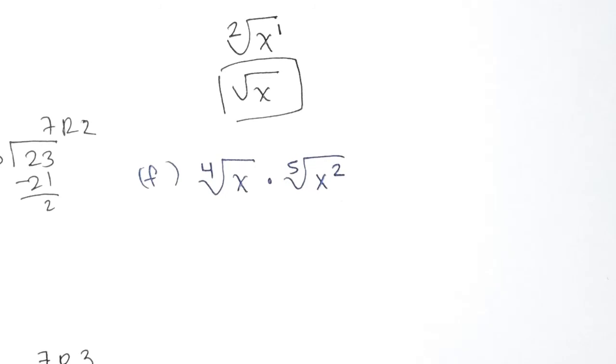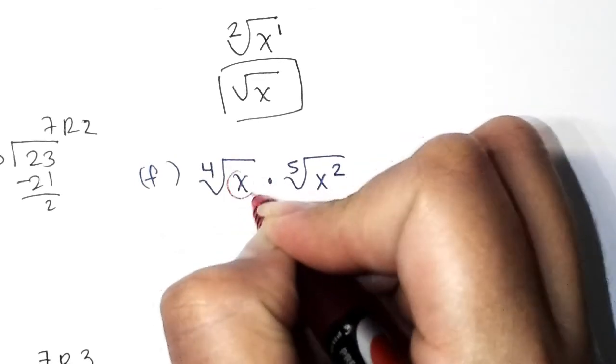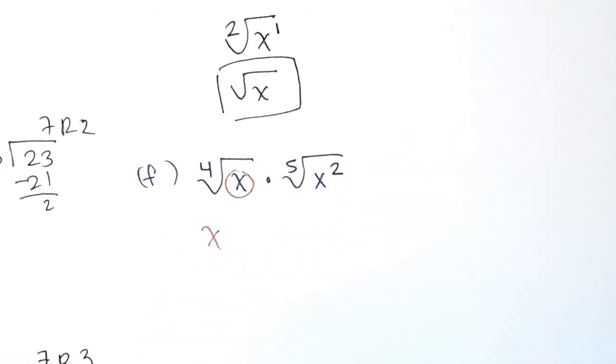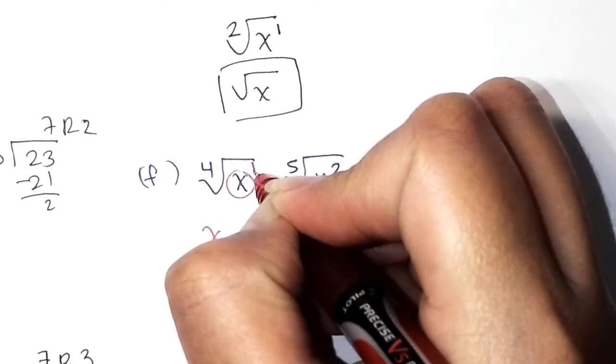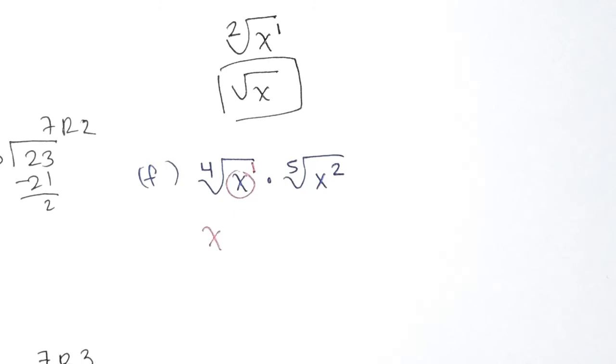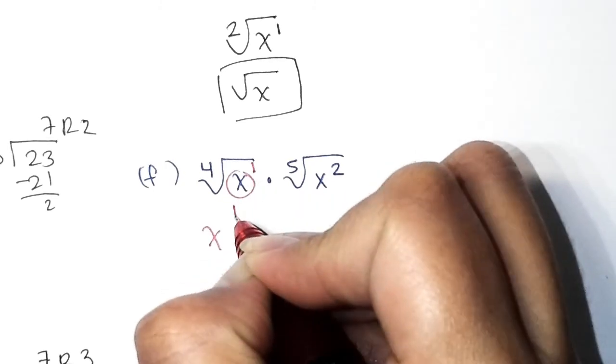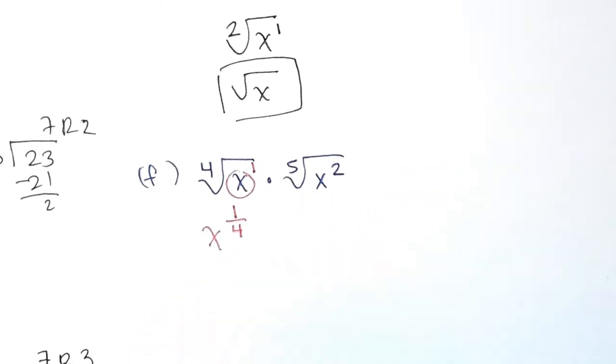So to put it in exponential form, we're gonna keep the base, which is x, and then we're gonna write the exponent as a fraction. So how are we gonna do that? We're gonna take the current exponent and divide it by the index. So current exponent is 1, index is 4, so we're gonna tell the world that the 4th root of x is just the same as x to the 1/4.